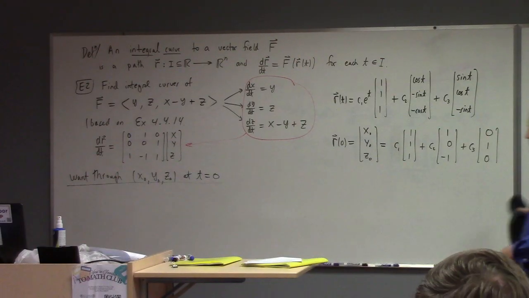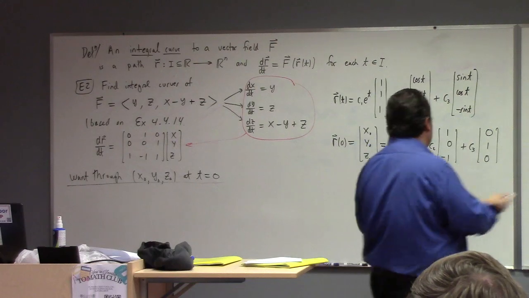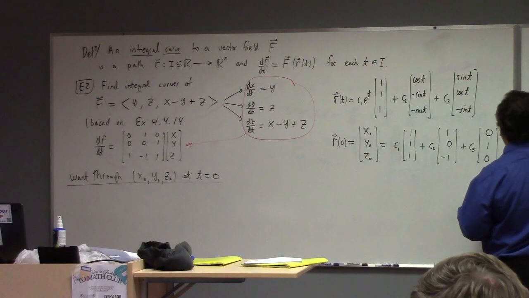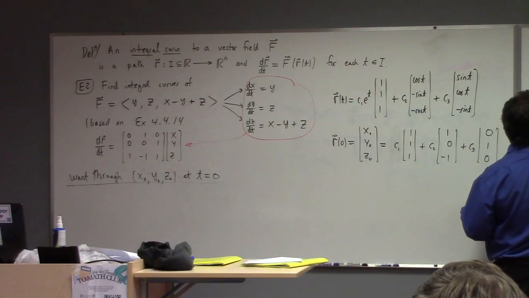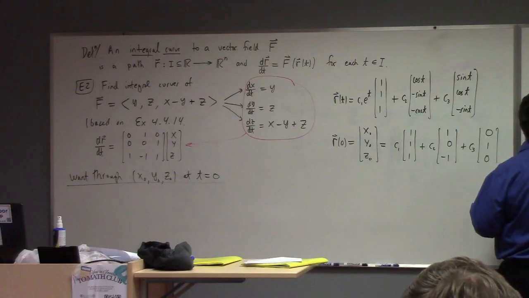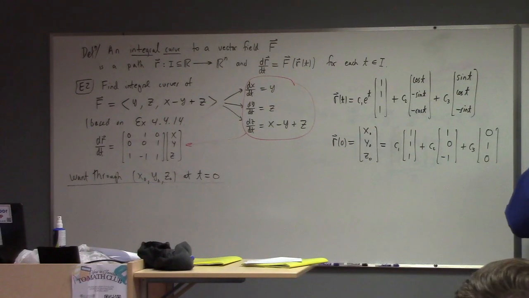Anyway, all right, so maybe this is a good time for us to take a second to talk about how to solve this system. We've got the matrix (1, 1, 1; 1, 0, minus 1; 0, 1, 0) times C1, C2, C3 equal to x naught, y naught, z naught, all right?